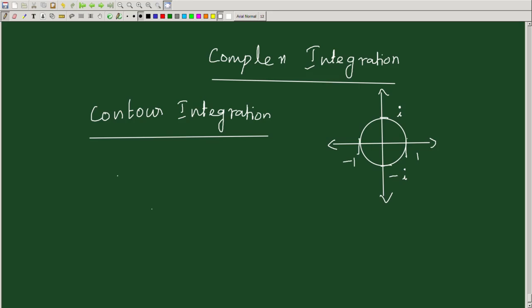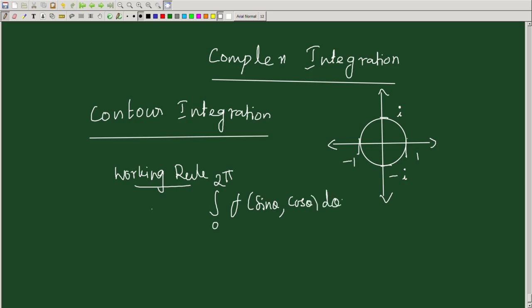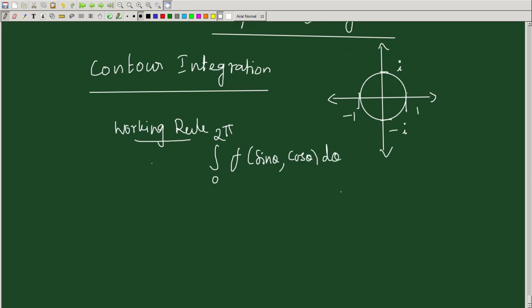So what is the step-by-step working rule for solving this problem? The working rule is important. The very first step: the question is in the form 0 to 2 pi, because it is a unit circle. So the total unit circle value is 0 to 2 pi, right? Integral 0 to 2 pi of a function of sin theta, cos theta, d theta. So this is the question format. Always the limit is from 0 to 2 pi, right?